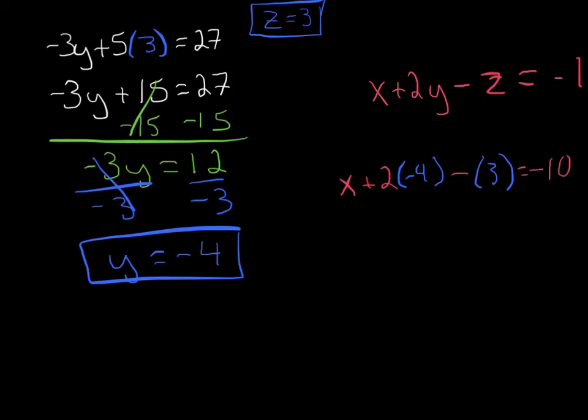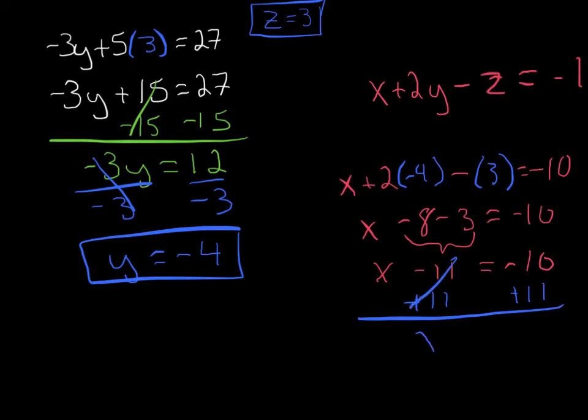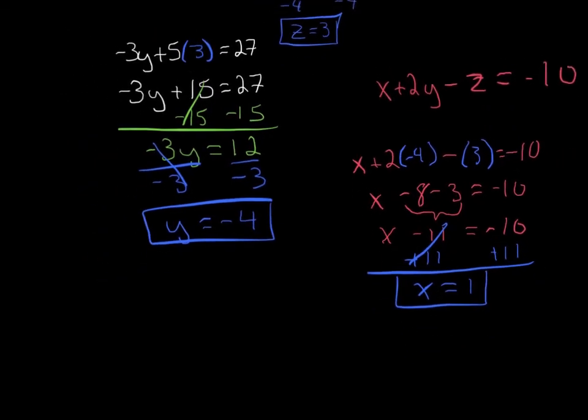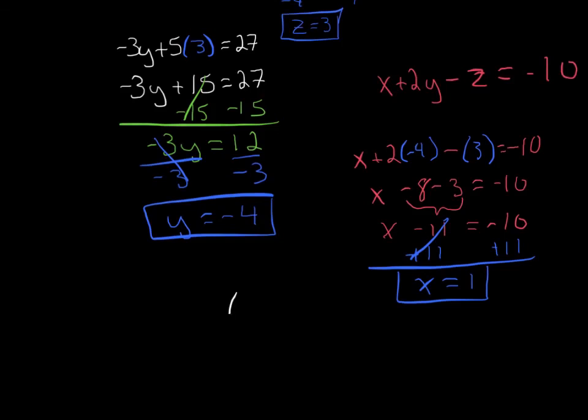Alright, so now I just solve for the x. So I'm going to get x is equal to 2 times negative 4 is negative 8, minus 3 is equal to negative 10. Combine like terms, it's going to be negative 11. Now I add 11 to both sides, and I get x is equal to 1. And so there's my third value. Remember, I want to state my solution as a system of 3 coordinates, so x, y, and z in an ordered triplet. So we're going to have x is 1, y is negative 4, and z is 3.